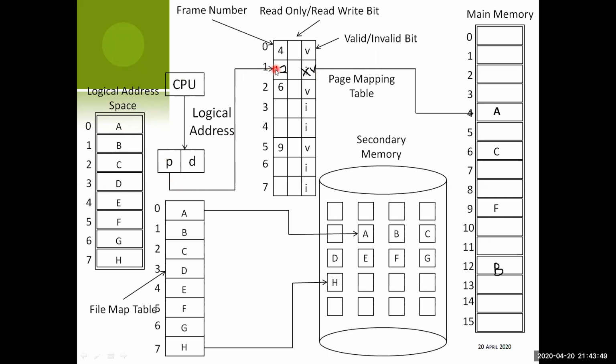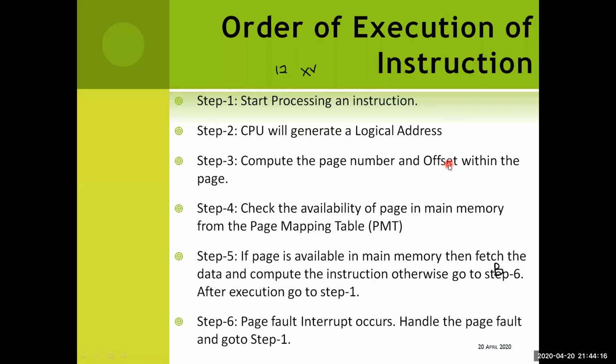Now, the corresponding entry in the page mapping table has the valid bit set. It is valid. So after adding the offset to this, we will find this particular address in the main memory. This is how we deal with demand paging. Now, these are the execution steps which we have seen in the diagram.